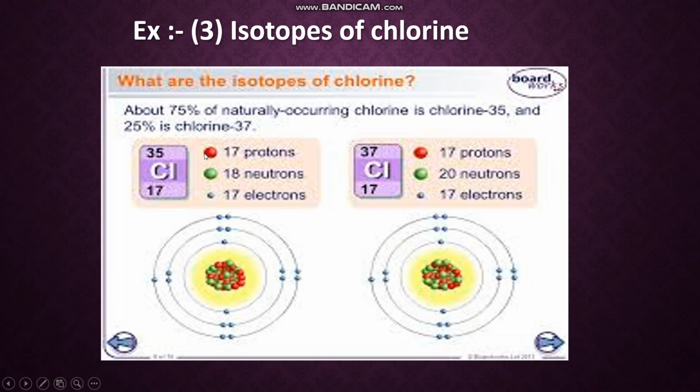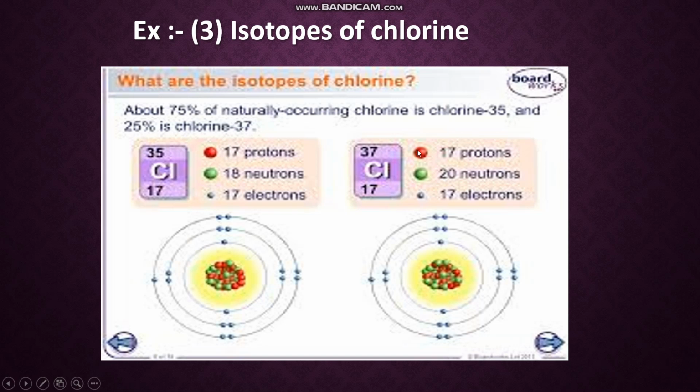Now one more example, isotopes of chlorine. Chlorine has two isotopes. Chlorine's atomic number is 17. A few chlorine atoms have 18 neutrons in the nucleus. So protons plus neutrons is the mass number, 35 is the mass number. Cl 17, 35.